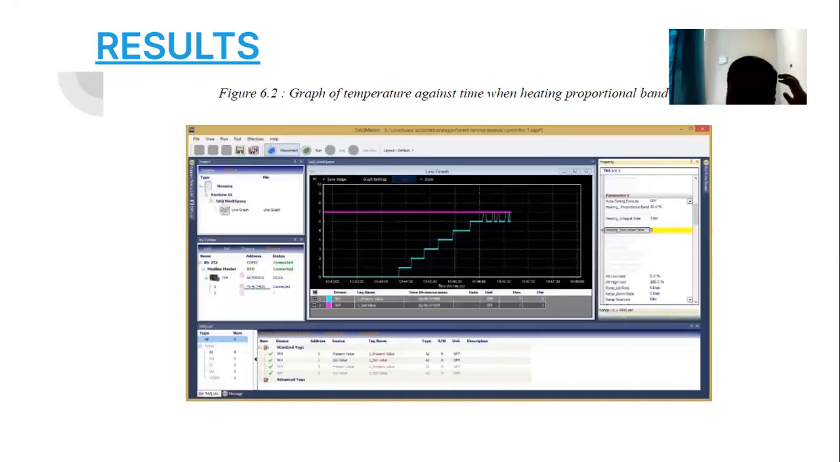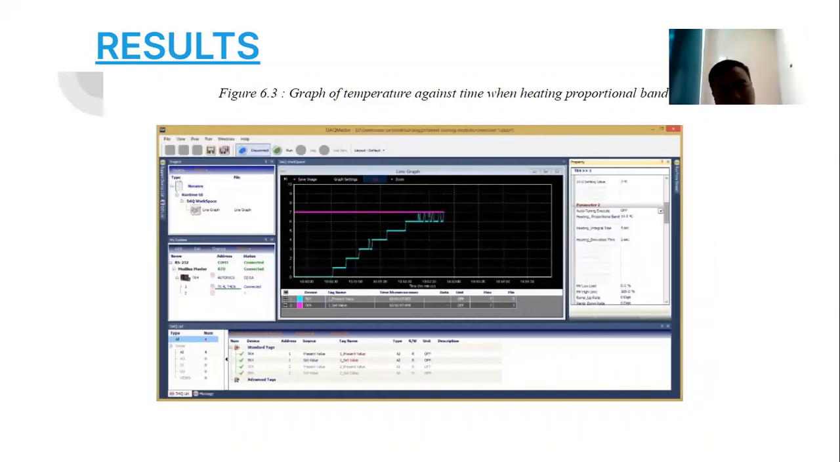For the temperature against time when the heating proportional band is 10 degrees Celsius, it's the same at the beginning. There were no temperature changes until the experiment was at 1 minute and 20 seconds. Then the temperature rose at 1 degree Celsius until it reached 6 degrees Celsius. Then the temperature was unstable again until the experiment ended.